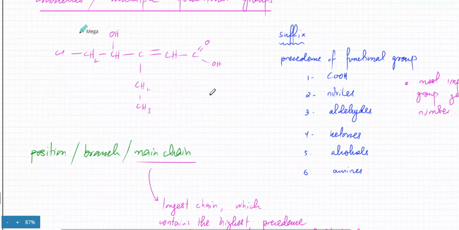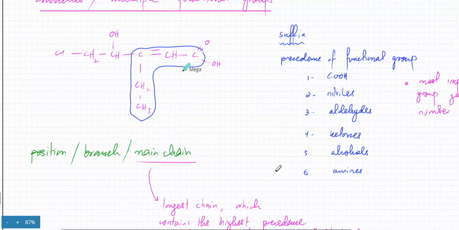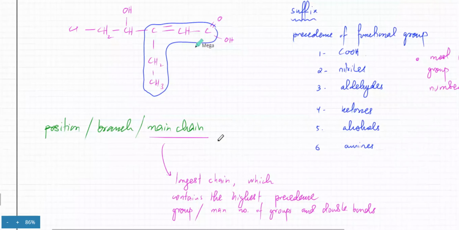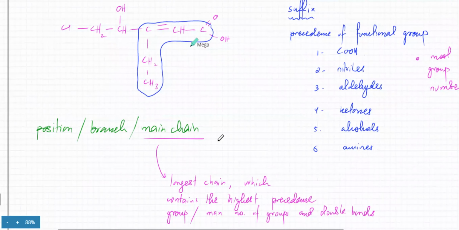The other option is, 5 carbon atoms, right? The other option is this one. It also has 5 carbon atoms. But should I take it as a main chain? What's wrong with this option? Anyone, any idea? Bhaskar? Should I take this as the main chain? Ibrar? Maybe Abba? No, sir. What's the reason?